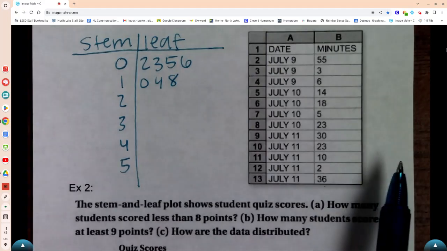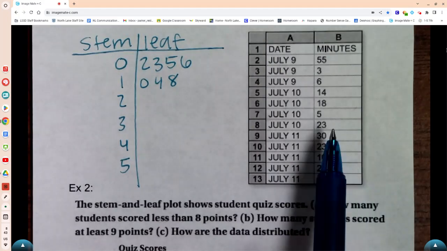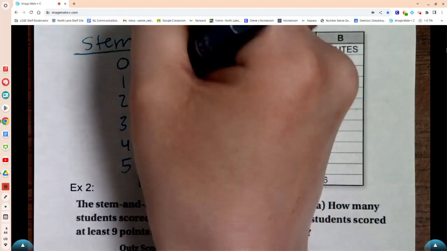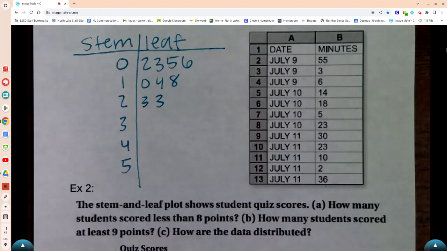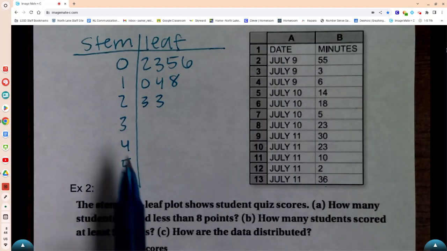The only thing I have in the 20s is 23, but I have 2 of them, which means I need to put 2 3s down to represent those 2 23s. 23, 23.